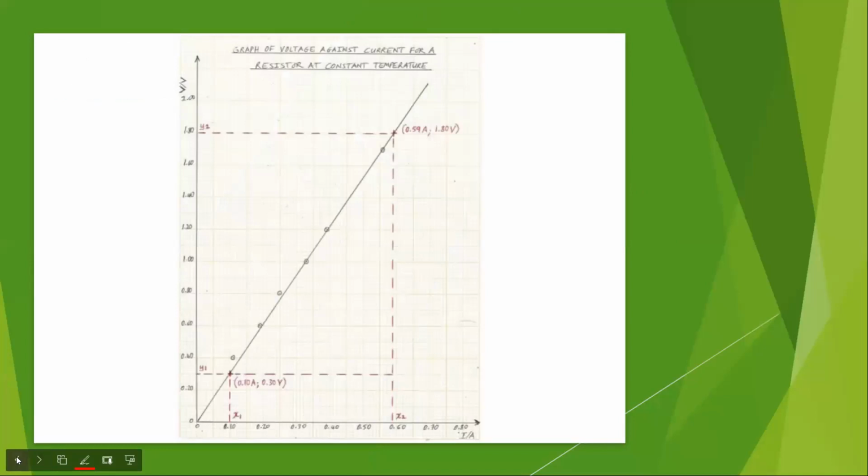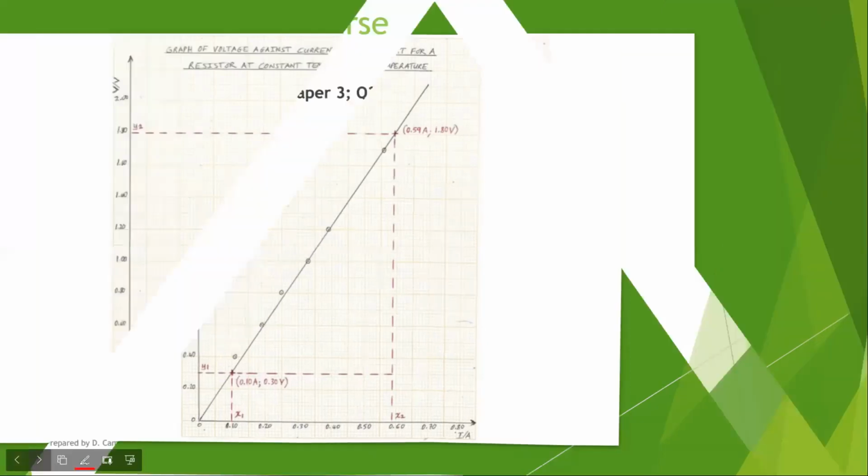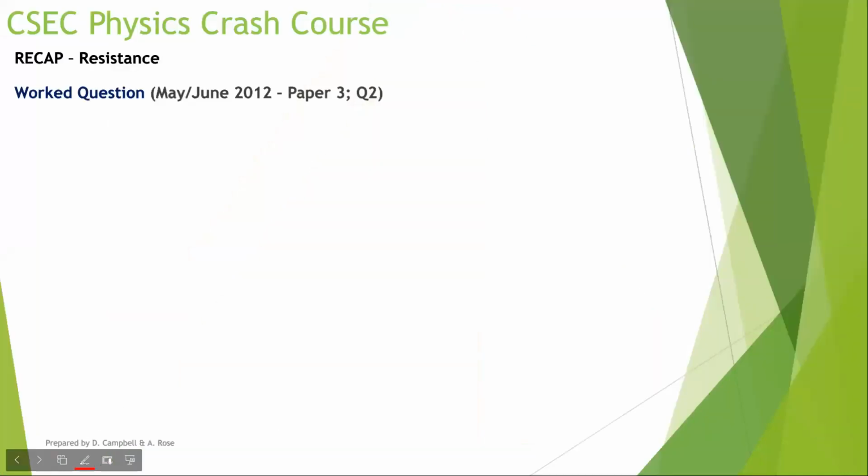So the graph has been pre-drawn. You notice that we have our title, graph of voltage against current for a resistor at constant temperature. The axes are labeled. The y-axis is voltage and the x-axis is the current. And notice that when we label our axes, we use the symbol for the quantity and the symbol for the unit, right? So you should be familiar with plotting of points, so I don't think we need to go over that. So we have our 6 pairs and we draw our best fit line.